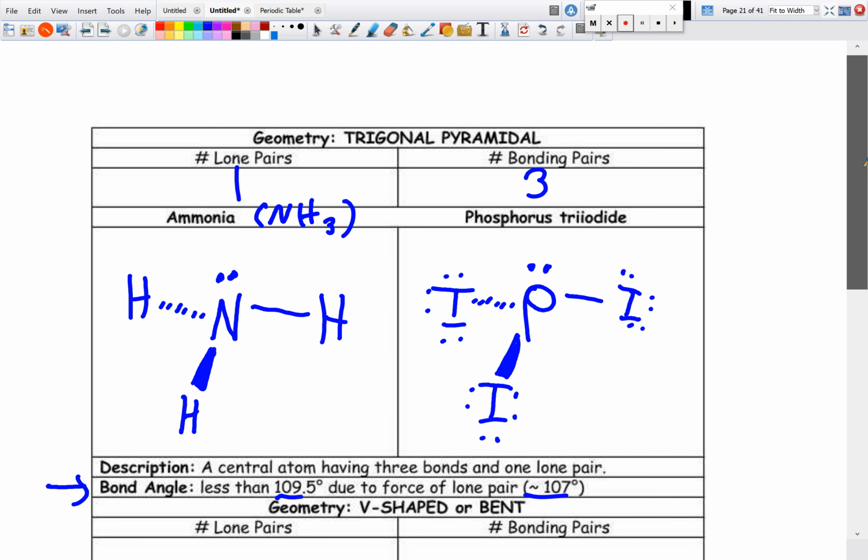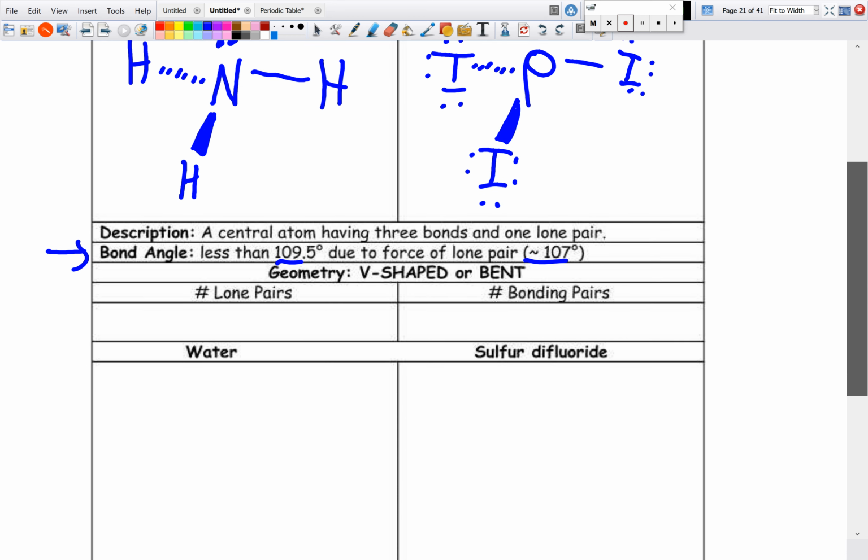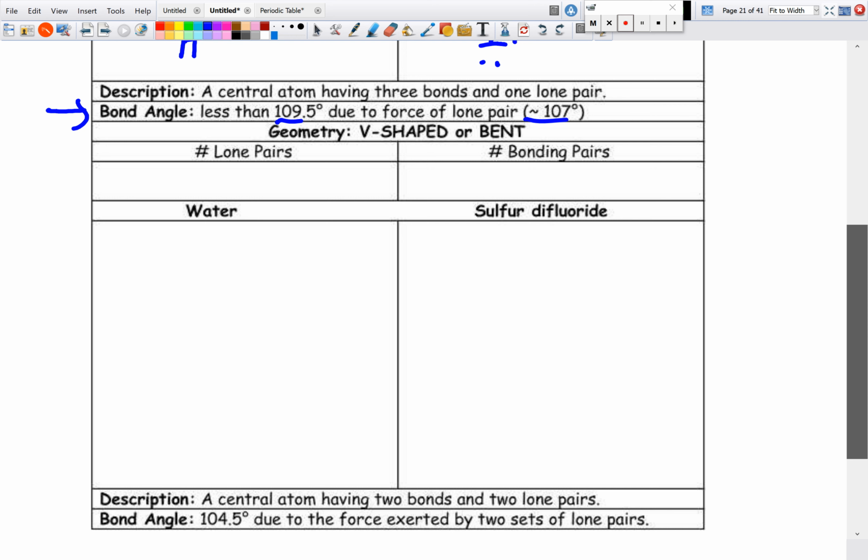Now our next shape is our bent or our V-shaped. So that just means that you can use either of those terms. They both mean the same. So these here have 2 lone pairs and 2 bonding pairs. So of course, when we look at atoms on our periodic table that have 2 lone pairs, we have oxygen and sulfur. So that means most oxygen and sulfur molecules will form a V-shape. So water we know is H2O, and sulfur difluoride, we can get that.